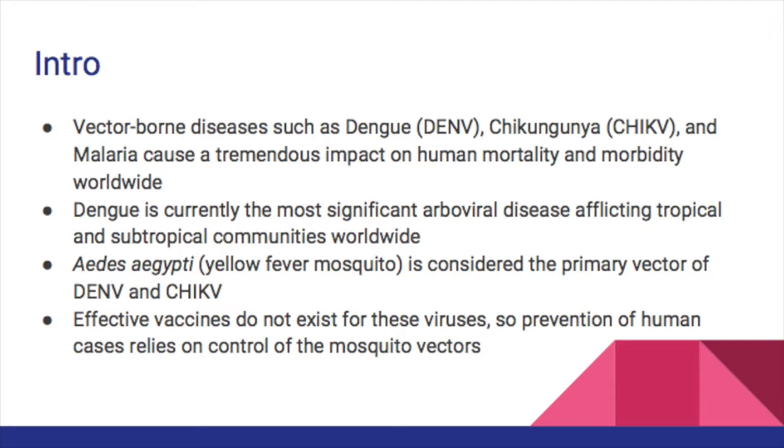Human mortality and morbidity worldwide are being affected by vector-borne viruses like dengue, chikungunya, and malaria, with dengue being the most significant arboviral disease in tropical and subtropical communities. Specifically, the yellow fever mosquito is considered the primary vector of two of these viruses, dengue and chikungunya. Controlling the mosquito vectors is the only way to prevent human cases of these diseases due to the fact that there are no effective vaccines.